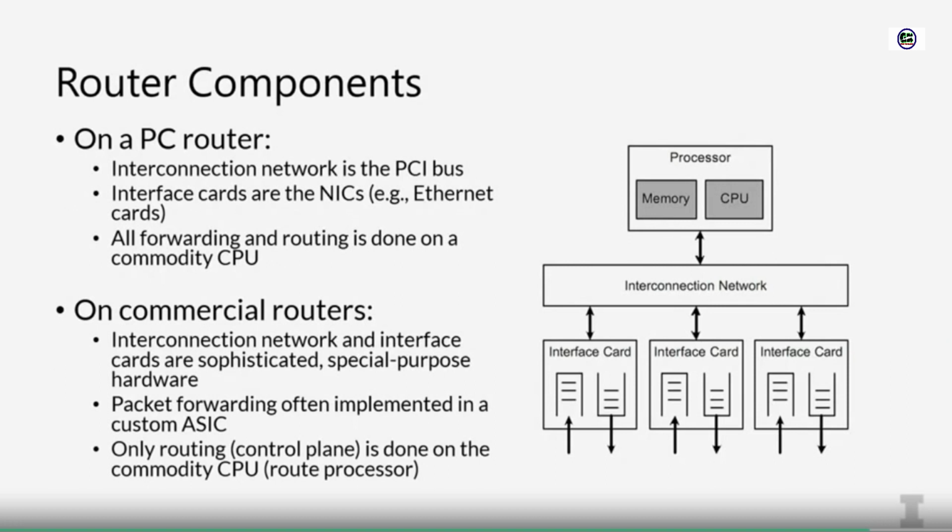And only routing, which is called the control plane, only control plane operations of the router are done through the commodity CPU. And that's called the route processor. So the route processor is often implemented on a router on a separate line card. And that's like the brain of the router that runs the routing protocols and all that. And that tells these underlying pieces of hardware what to do. So it tells the ASIC what to do, tells the backplane what to do, and so on.